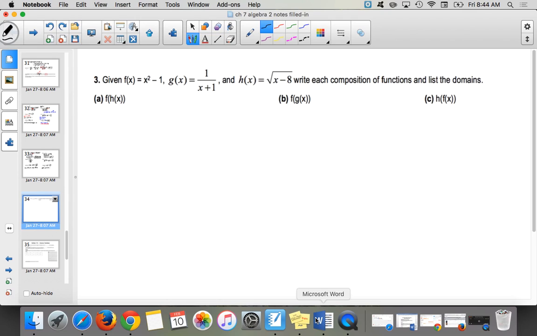So this next one says, given f of x is equal to x squared minus 1 and g of x is 1 over x plus 1 and h of x is the square root of x minus 8, write the composition of each function and list the domain. All right, so let's talk about the domains of the originals.